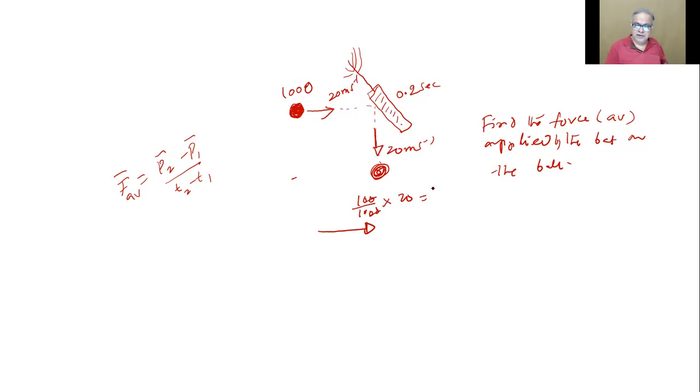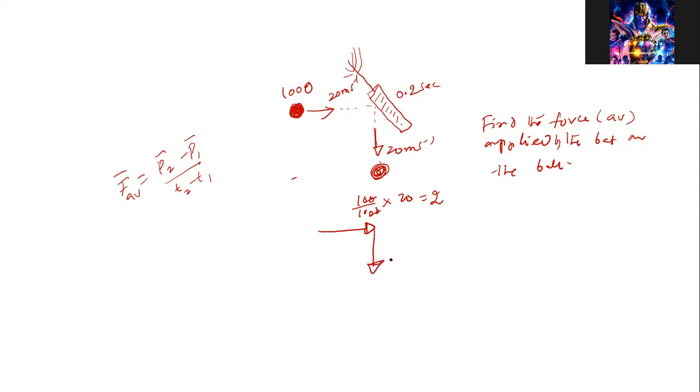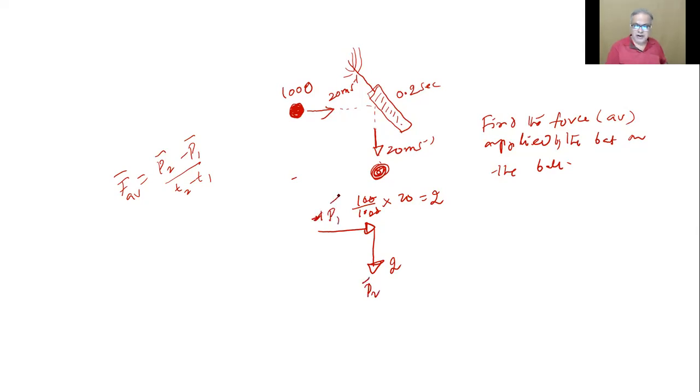0.1 into 20 is 2, right? And what is the final momentum? Yes, it's like this. How much is that? Once again, 2 with the proper units. Now, how do I get the force? I should find out this P2 minus this P1, I should subtract. So what should I do for that?